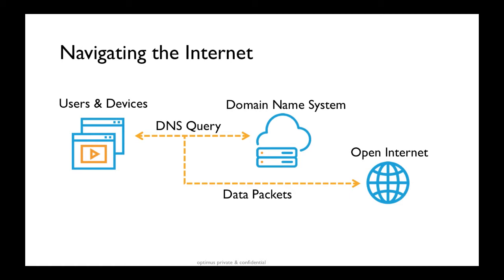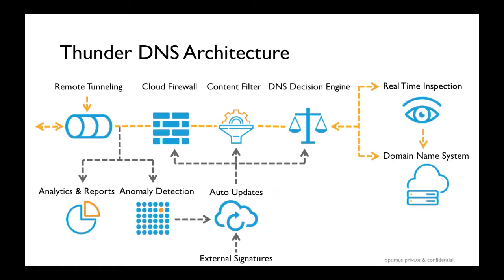91% of these types of attacks use DNS to contact their host domain. By blocking those DNS queries, the devices and the users are protected without even knowing a potential threat existed. The challenge for us then is building an evolving solution that can keep up with the threats and identifying which queries to block. Here is a graphic that provides an overview of Thunder DNS's architecture.